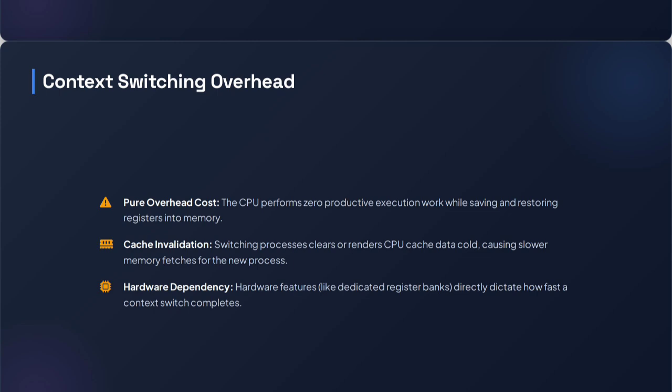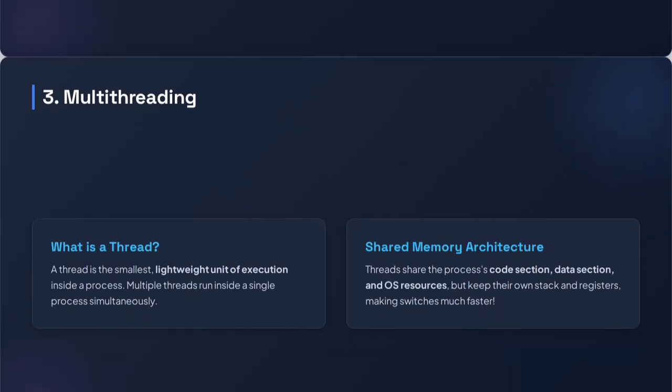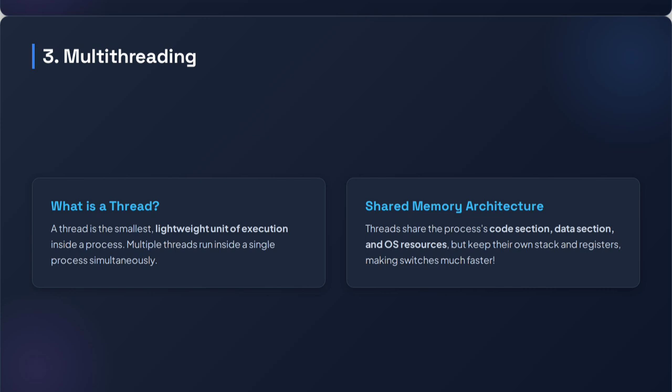Context switching is pure overhead. It costs the CPU performance, with zero productive execution work while saving and restoring registers and memory cache. There is also hardware dependency. Okay, the next is multi-threading.